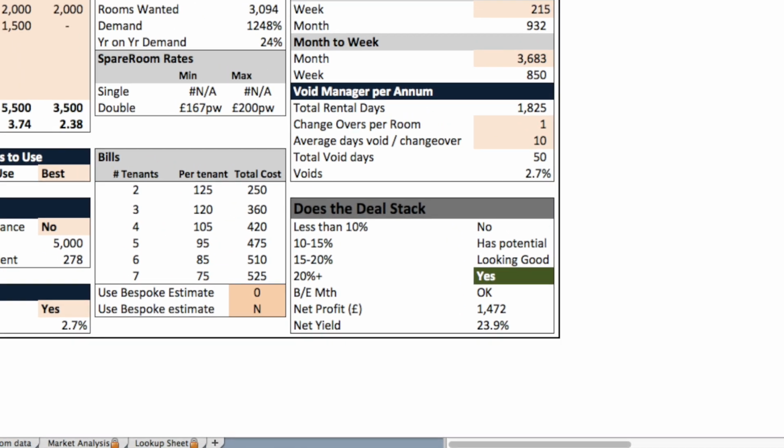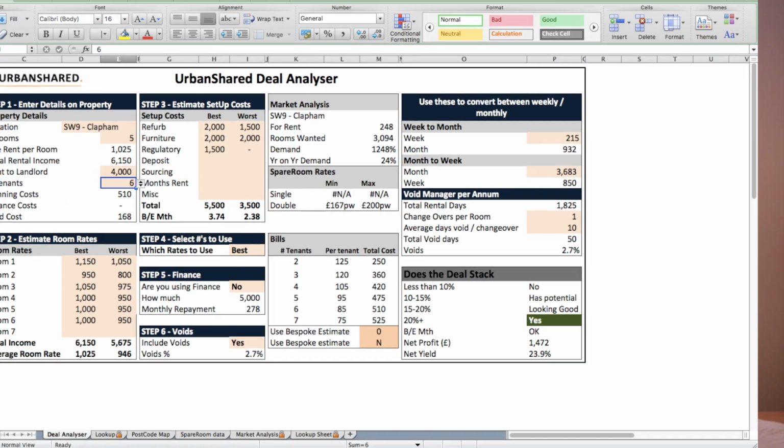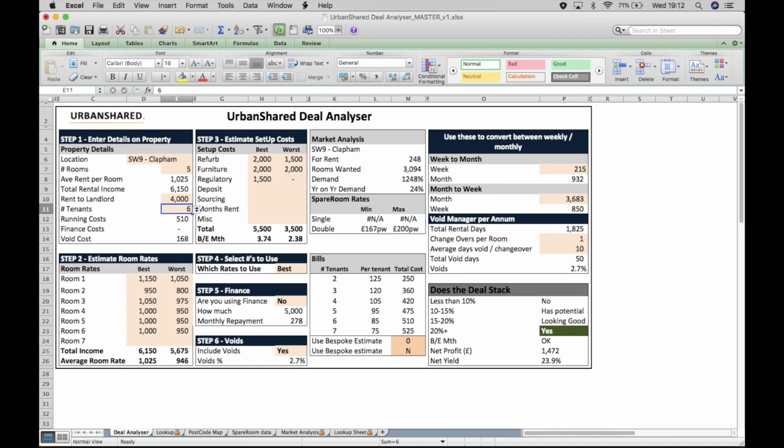So straight away, our spreadsheet removes any of the potential emotional decision making that would be dangerous in a situation like this. Tip number 2 is know your market.